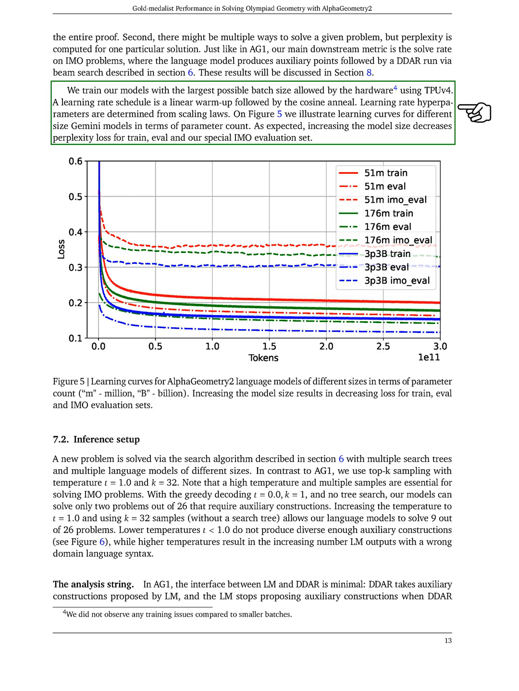We determine learning rate hyperparameters based on scaling laws. We illustrate learning curves for different sizes of Gemini models, showing that larger models lead to lower perplexity loss across training, evaluation, and our special IMO evaluation set.